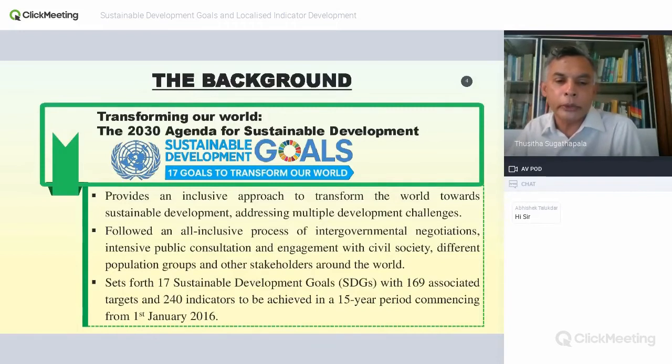So we have 17 goals, 169 targets, and around 230-plus, 240-plus indicators to be achieved within a 15-year period, which commenced from 1st January 2016. That means we have already covered 4 years, so we are now going into the 5th year.